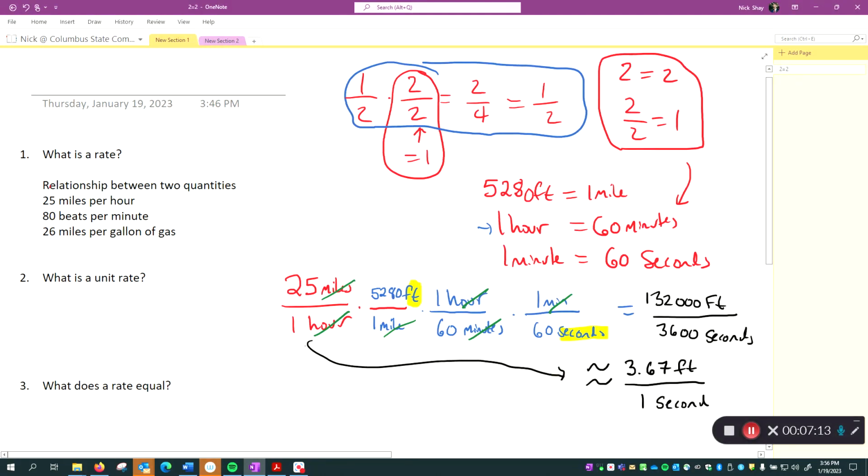So you can see that 25 miles per hour is about 3.67 feet per second. It doesn't divide exactly, so they're not exactly the same because I did some rounding, but really I am just changing the way this looks to be something else that is actually the same value. You can see we could take that feet per second and convert it back into miles per hour. We'll get something similar.